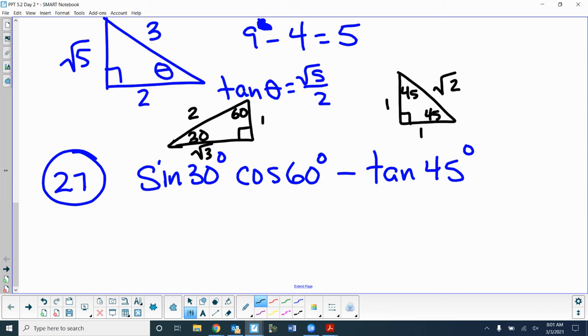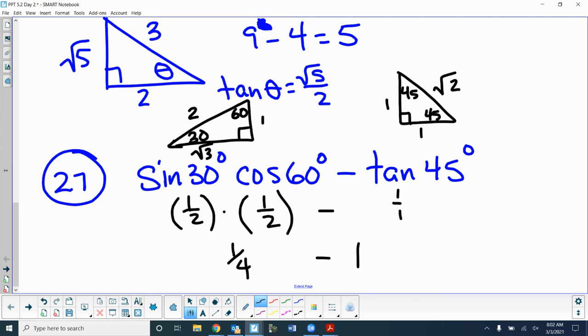So sine of 30 is opposite over hypotenuse, so that's 1/2. Times cosine of 60 is adjacent 1 over hypotenuse 2, which should be 1/4. When I multiply those, 1 times 1 and 2 times 2, right, Jordan? Minus tangent of 45 is opposite over adjacent, 1/1. So what's 1/4 minus 1? -3/4. That's the answer to 27.